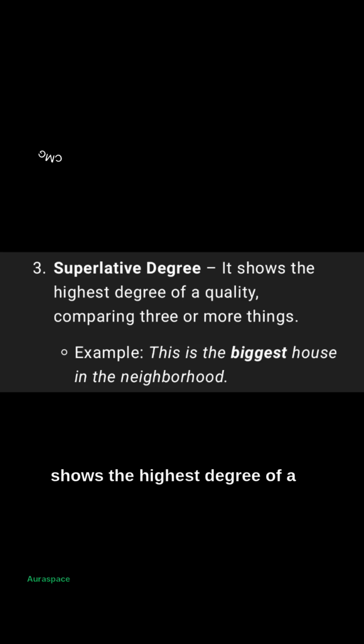The last but not the least is the superlative degree. This shows the highest degree of a quality, comparing 3 or more things. Example, this is the biggest house in the neighborhood. The adjective here, the superlative for that matter, is the biggest.